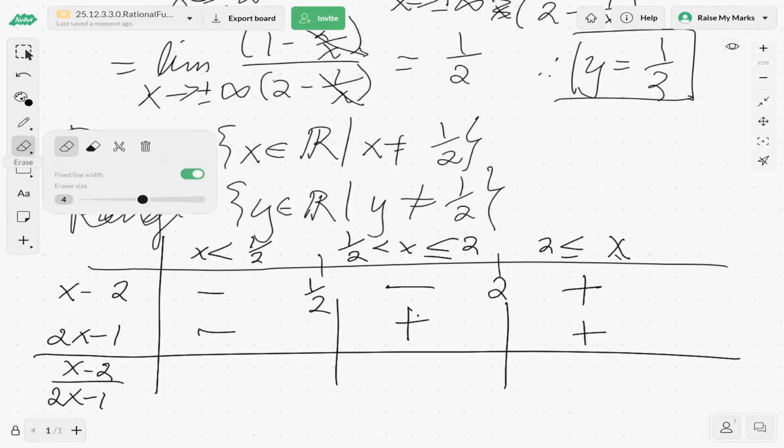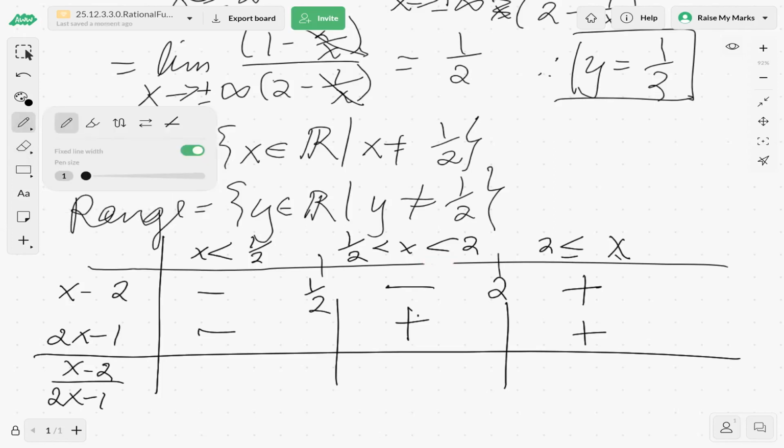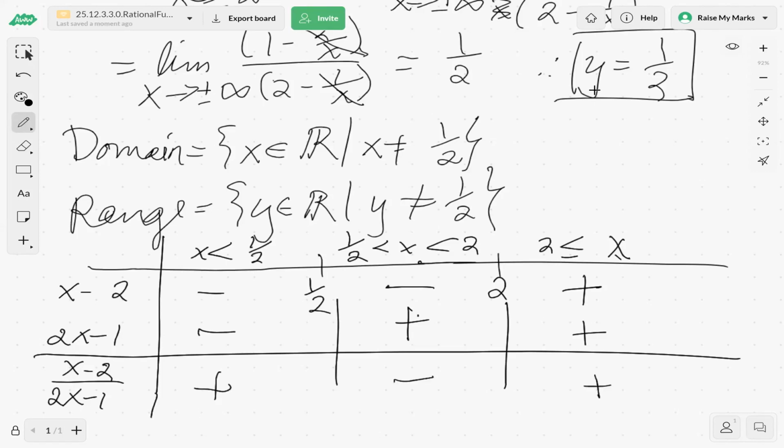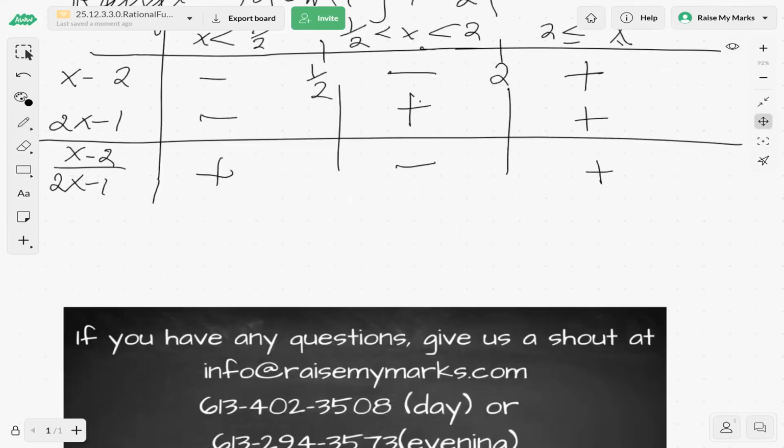So I guess we can choose there. x is equal to 2 on only one of these intervals, not both. And then finally, our function x minus 2 over 2x minus 1, if we look down the column, when x is less than a half, our function is positive. When x is between a half and 2, it's negative. When x is greater than 2, it's again positive. So it looks like we have all the information we need.